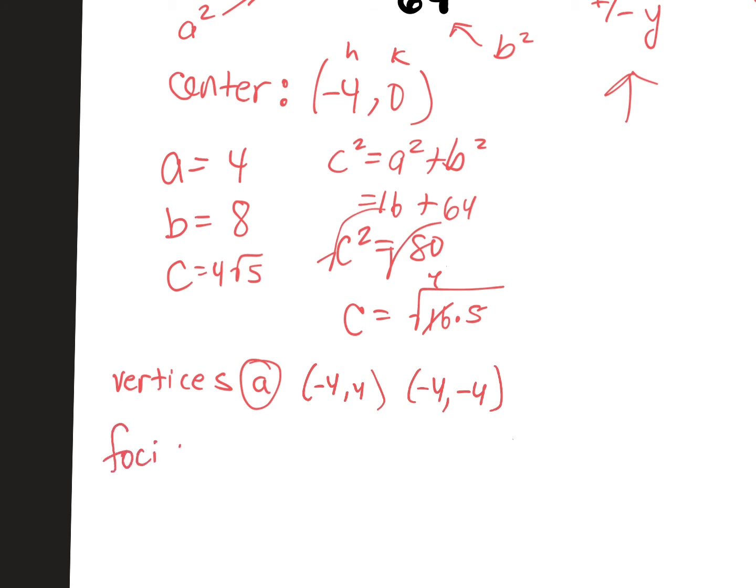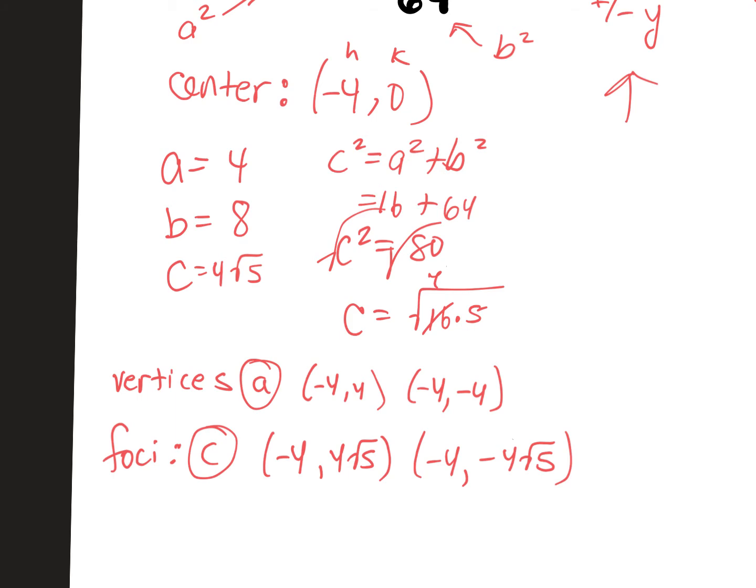My foci goes with the letter C. Again, we're adding and subtracting to the Y value. So it's going to be -4. Well, if I add 4 root 5 to 0, I get +4 root 5. If I subtract 4 root 5, I'm at -4 root 5. Does that make sense? Okay.